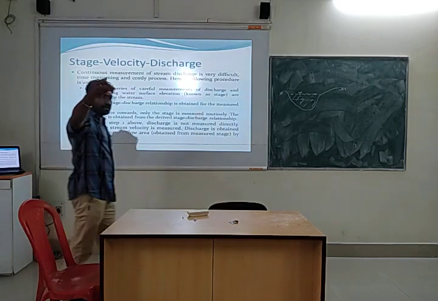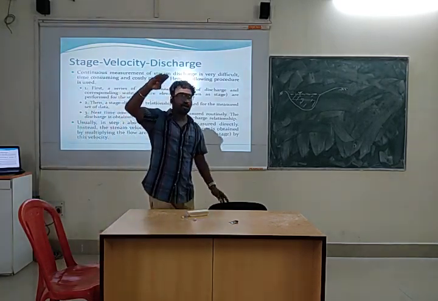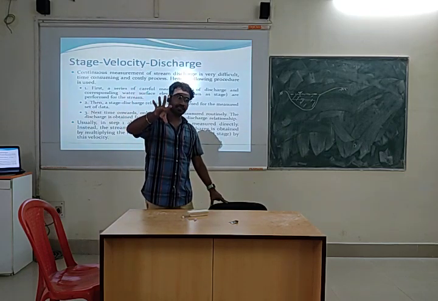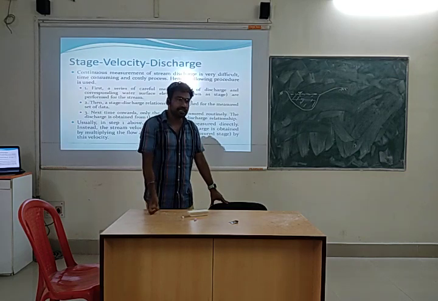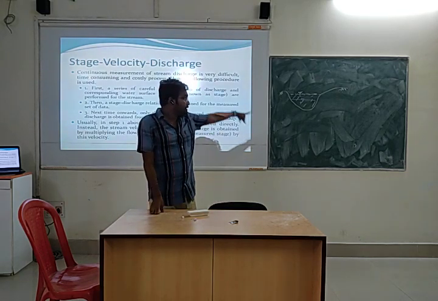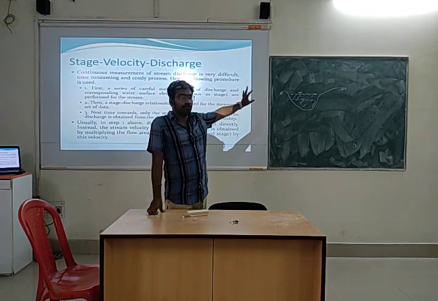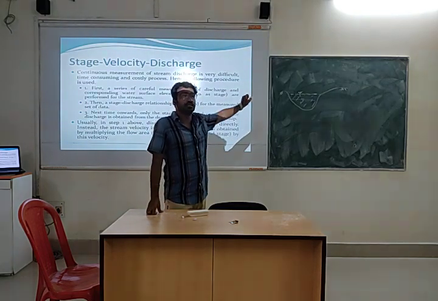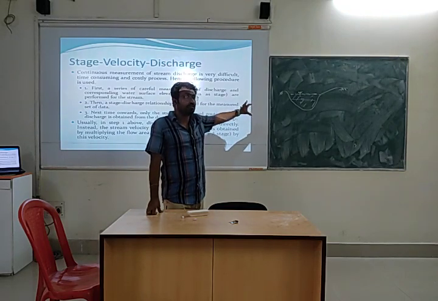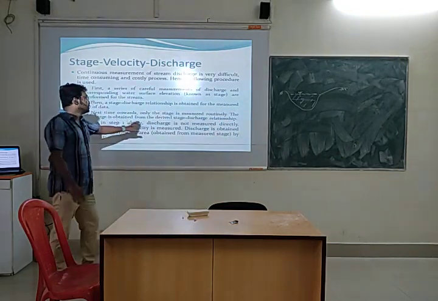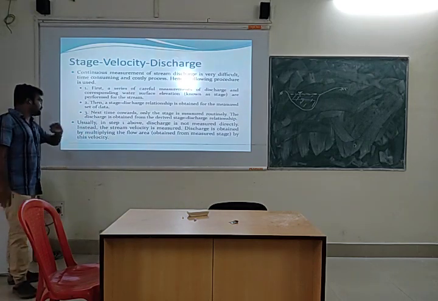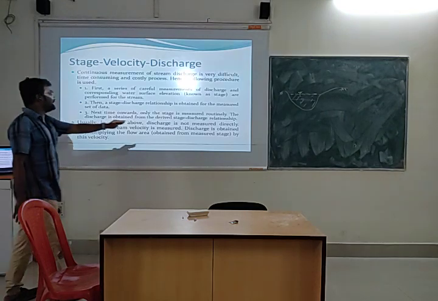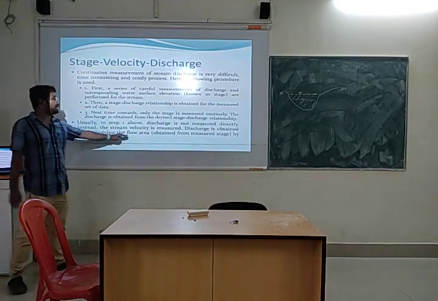Now usually in this step one, discharge is not measured directly. Whenever we are trying to find out the set of data for stage, that is the elevation, and discharge, discharge cannot be found out directly, right? The way I just showed you, we cannot find out the discharge directly, or that will be pretty hectic. So what we can do is, discharge is not measured directly. Instead of that, stream velocity is measured, and discharge is obtained by multiplying by the flow area.